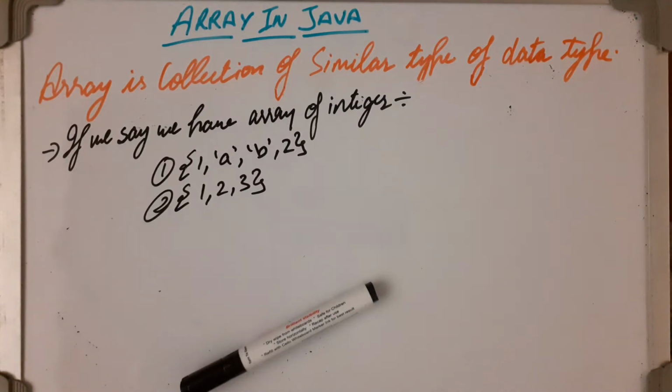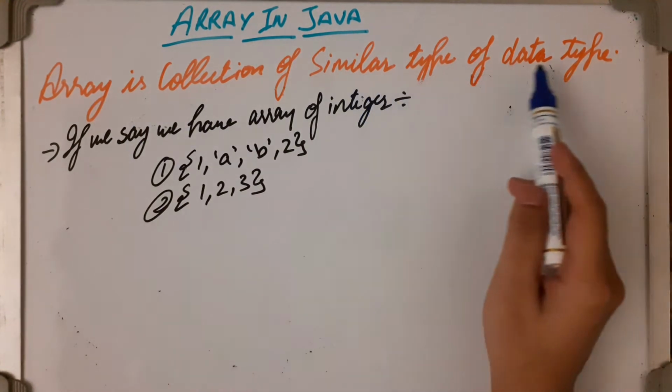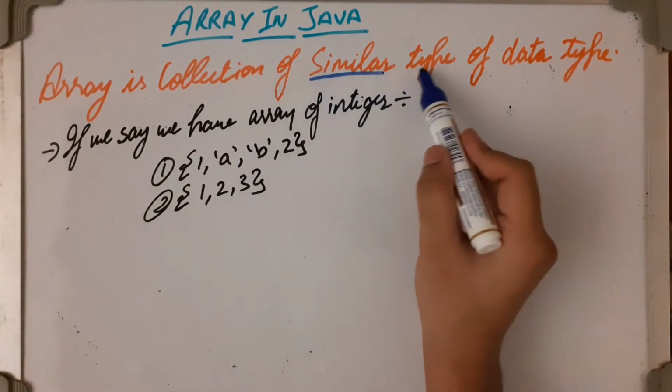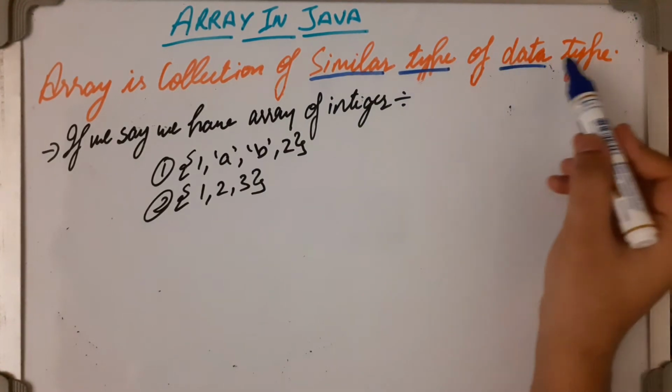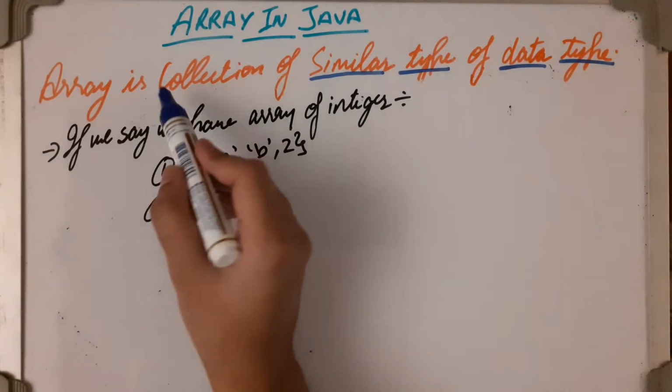Today we are going to do arrays in Java. So first we will see the definition of an array, and then we will see the declaration of an array. Okay guys, an array is a collection of similar type of data type. I'm pointing out a few things: similar type of data type. These are the key points in the definition and collection.